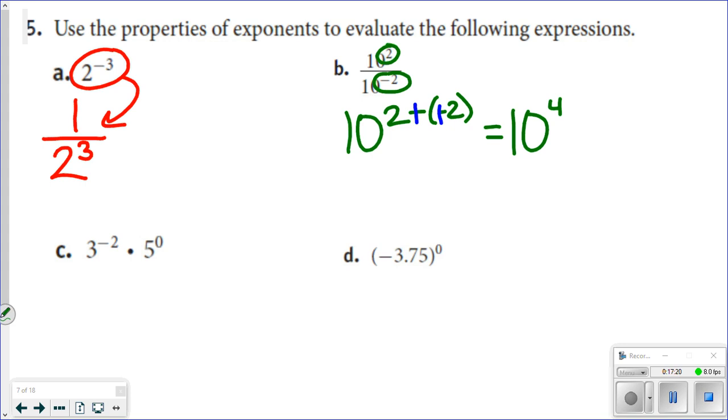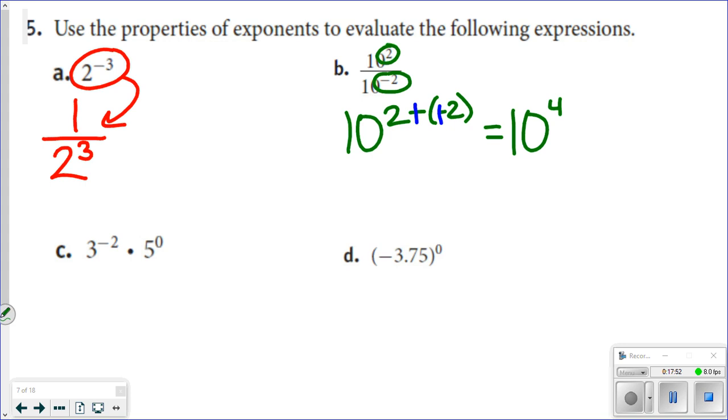Now remember, I'm okay with you leaving this as 10 to the 4th power. If you want, you can type that into your calculator and get the answer, or you can leave it as 10 to the 4th. So when I look at question B, I do the property first, and then I clean up my negatives last. Okay, so I did the subtraction portion of the question first, and then I would clean up at the very end.